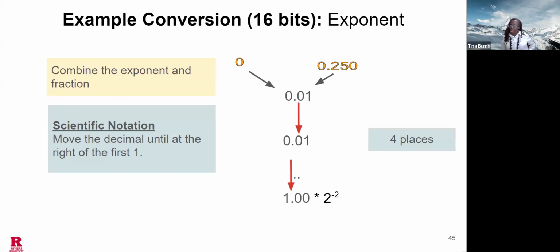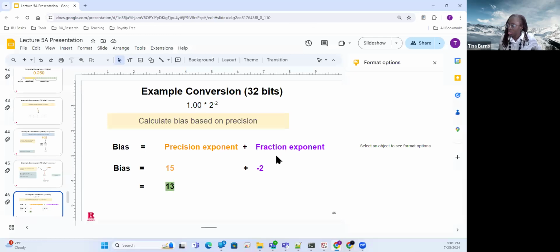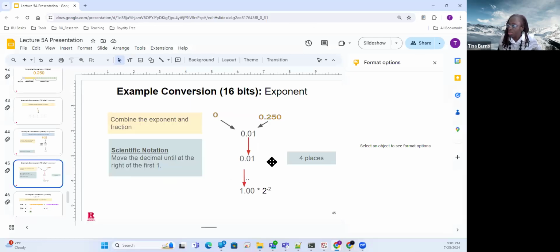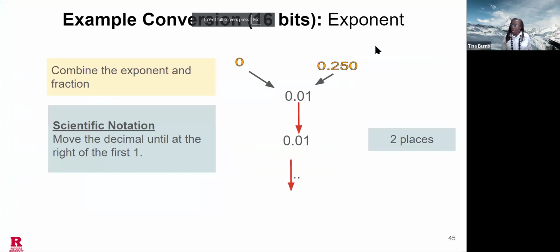We move it to the right, which means when we look at our exponent to the base of 2, it's going to be negative instead of positive. That's what you see right here, because I moved it in this direction. And that shouldn't be 4 spaces. It should actually be 2 spaces. Let's go ahead and update that. All right, so we moved it 2 spaces to the right.